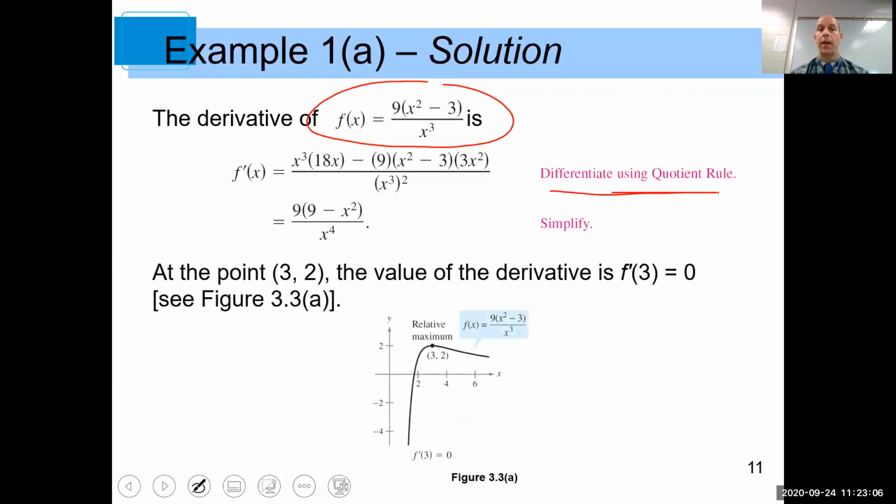At the point 3, 2, the value of the derivative, that would be an x value of 3, is 0. In other words, there's a horizontal tangent line. Interesting. So it turns out that there is a relative maximum at the point 3, 2. And just coincidentally, and it's not a coincidence, f prime of 3 was 0.